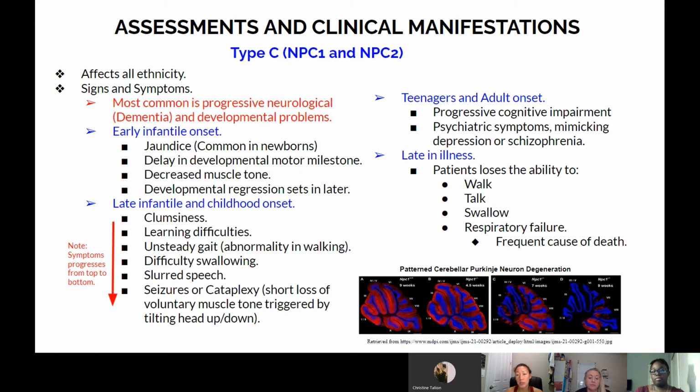Now for teenage and adult onset, you'll see progressive cognitive impairment and also some psychiatric symptoms similar to schizophrenia and depression. In the late stages, you'll see patients who have lost their capability to walk, talk, and swallow, and also respiratory failure, which is the frequent cause of death in type C patients.